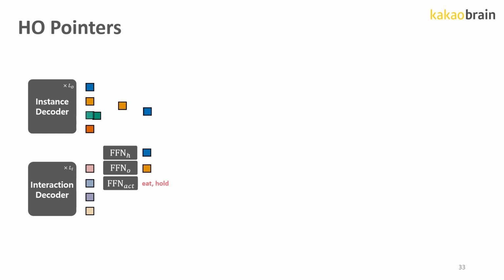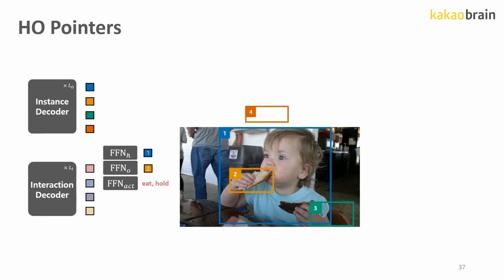Then, we calculate the similarity of the feature vectors from the instance decoder and the interaction decoder. We obtain the object with the highest similarity, thus making the output of the interaction decoder point to a single human and a single object. We call this the HO pointers.